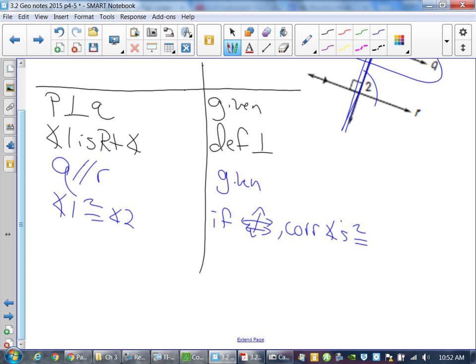All right. Take a look at what we know here. If I look at this, I know that angle 1 is a right angle, and angle 1 is congruent to angle 2. So what can I say about angle 2? Why? Because it's congruent to angle 1. I'm putting something in for something else. It's called Substitution.